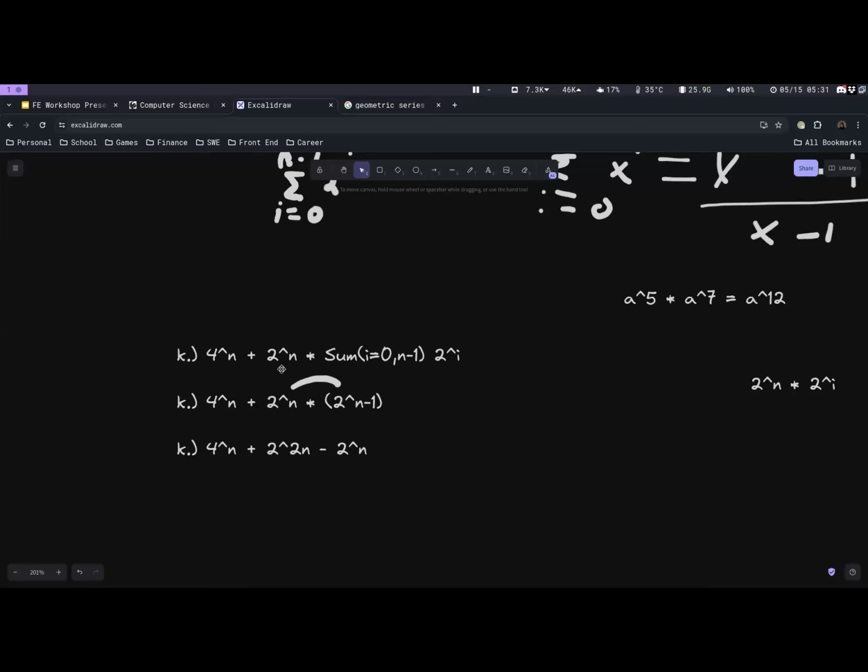So we have 2 to the n times the solution of this. And then this expands out. The solution expanded.